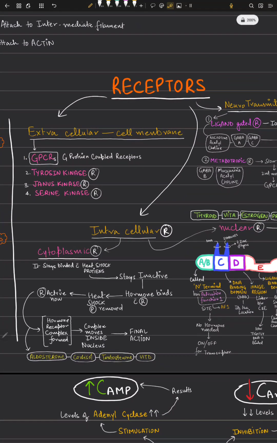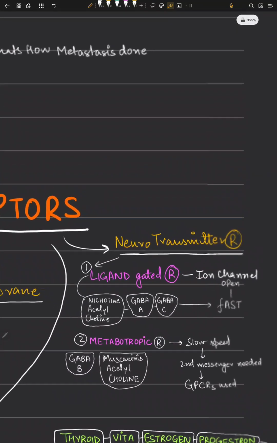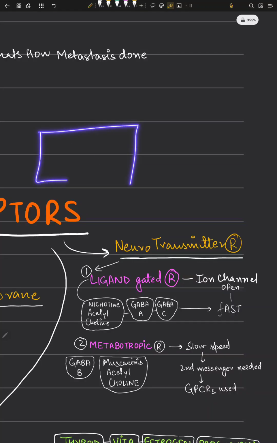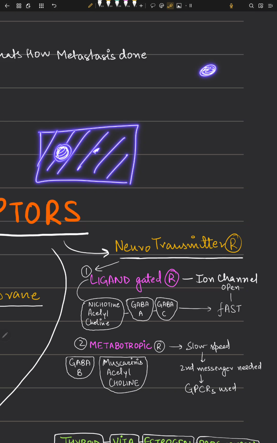Before studying the receptors, we should understand the concept of first messenger and second messenger. I make this cell. This is a nice cell. There is a hormone. It wants to talk to this cell. This is a nucleus. This is where the cell talks.